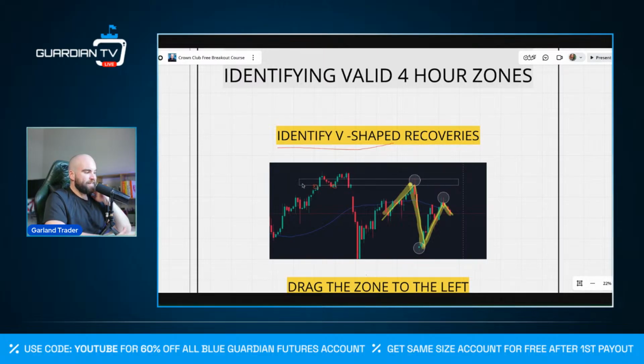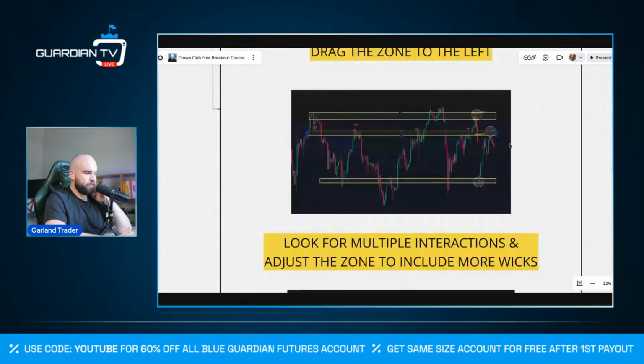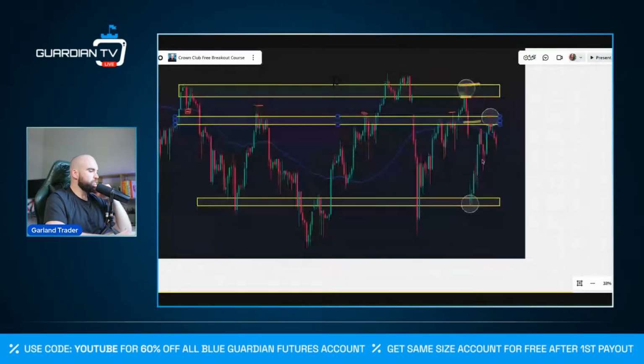And then you can link it up to the left with other zones, okay? So you drag the zones to the left, like I've done here. You can see they all link up. This zone here, I just drag to the left. This zone here, I drag to the left, and you can see we've had other reactions. And all this is doing is giving us a framework to trade within.